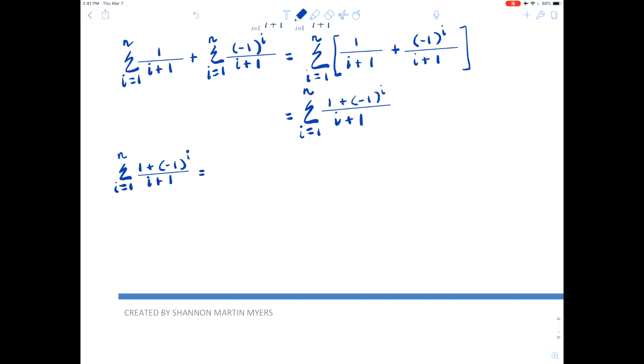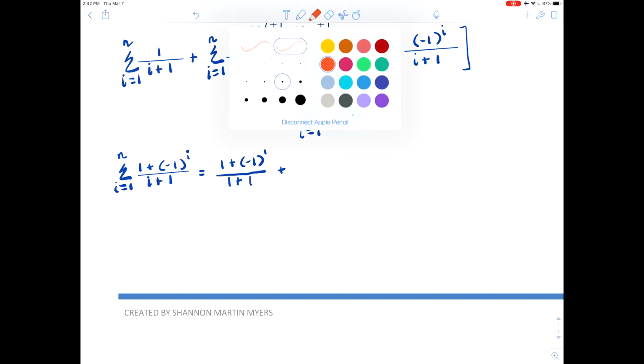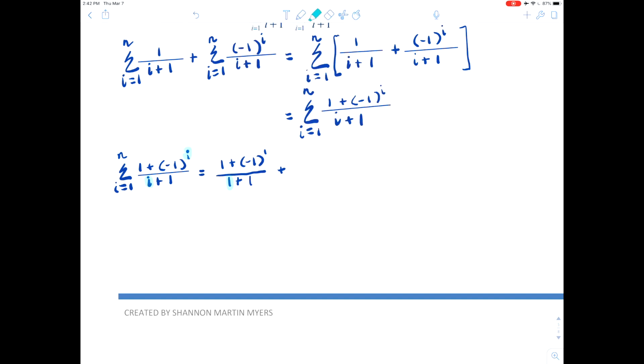Well, if I plug in 1 for I, for my first term, what's going to happen? I'm going to have 1 plus negative 1 to the 1 over 1 plus 1. Next term is plugging in 2 wherever we see an I. So the 1 we plugged in was here. The next one would be 1 plus negative 1 squared over 2 plus 1. Cool so far?